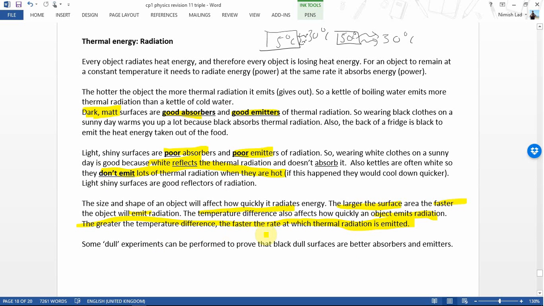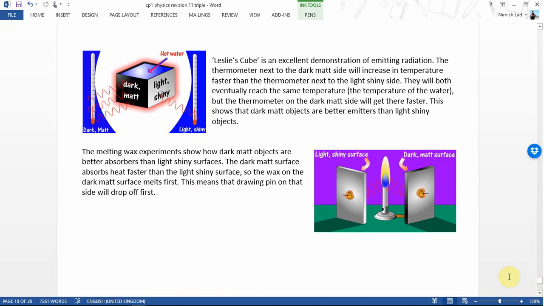Some dull experiments can be performed to prove the fact that black dull surfaces are better absorbers and emitters. I hope you all appreciate that joke. It did take me a long time.